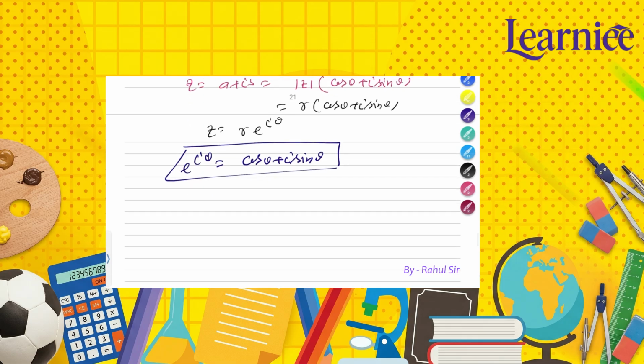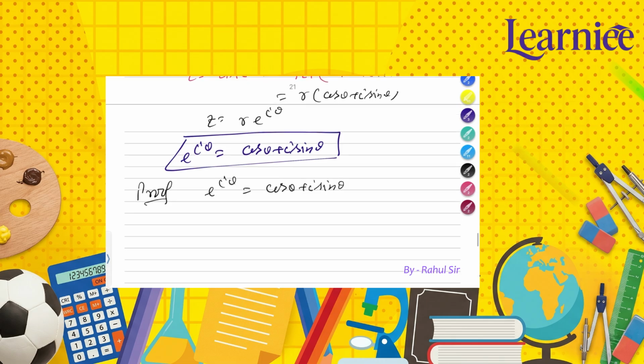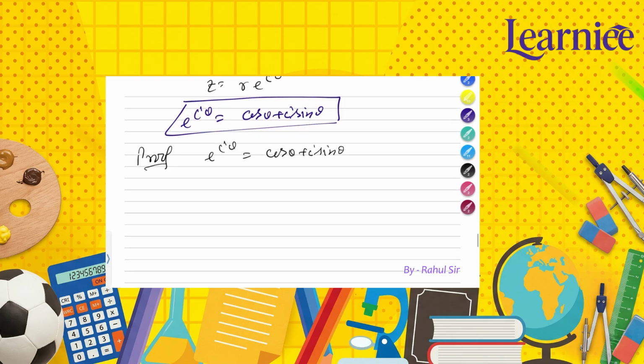So we'll prove this part. We'll prove how e to the power i theta is cos theta plus i sin theta. Before proving it, there are some prerequisites, so we'll see some prerequisite things.